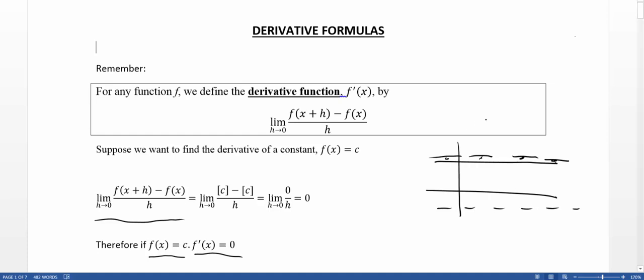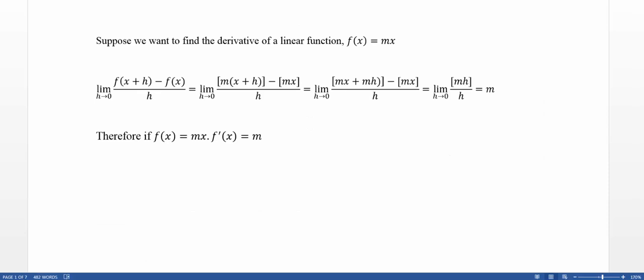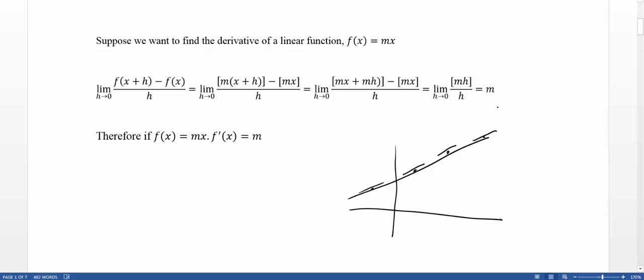Let's look at another. Suppose we want to find the derivative of a linear function. So remember, a linear function is a line that has some sort of slope m. Now, here, like before, our tangent lines will lie on the line, which means every single tangent line is going to have the same slope as the line itself. Therefore, the slope of every single tangent line is going to be m. But let's show this a little more carefully.